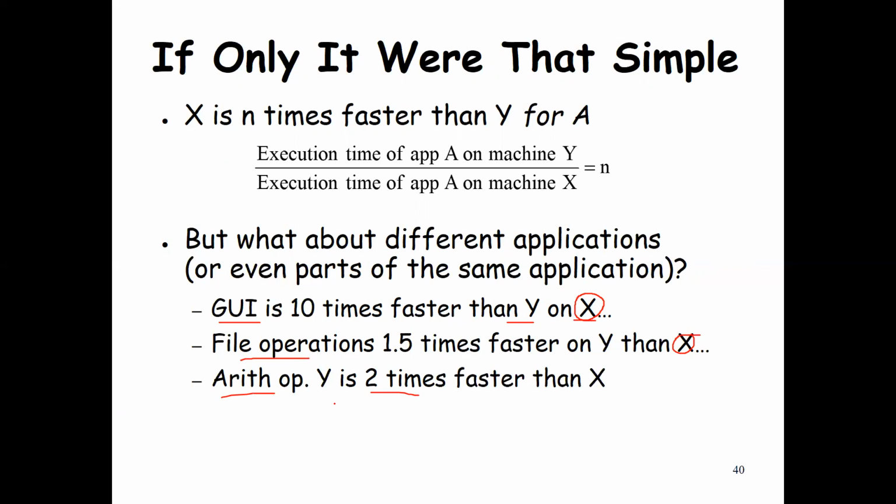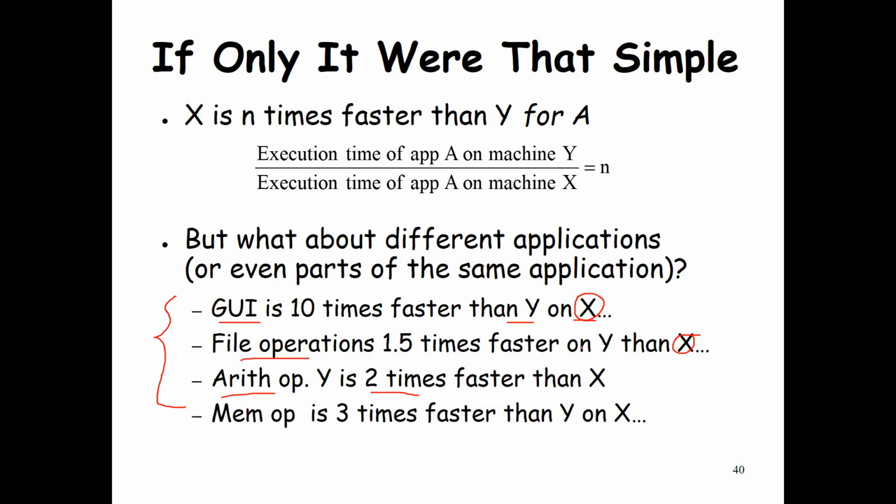So basically, generally we cannot say that X is this much time faster than Y. The reality will be something like this. In some applications, processor X will be so many times faster than Y. In some other application, processor X will be faster than Y by some other factor. In such cases, how will we define the performance?